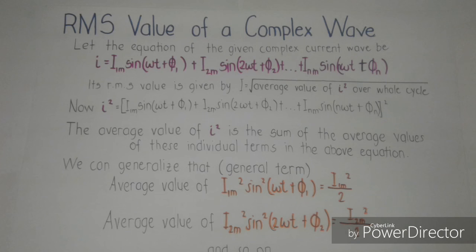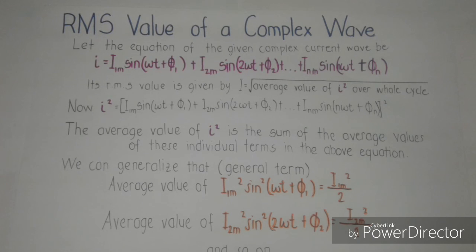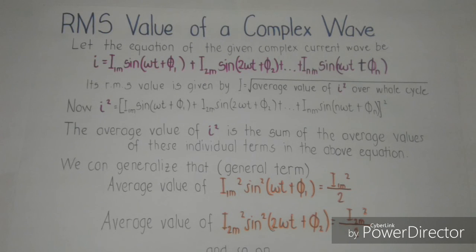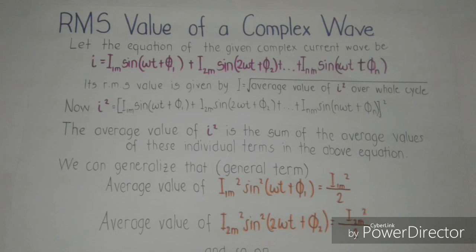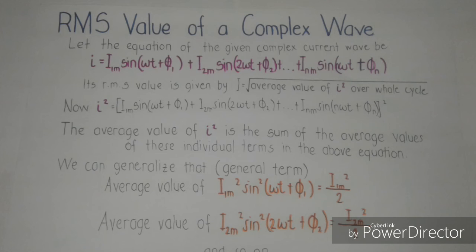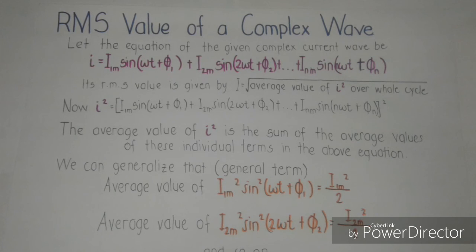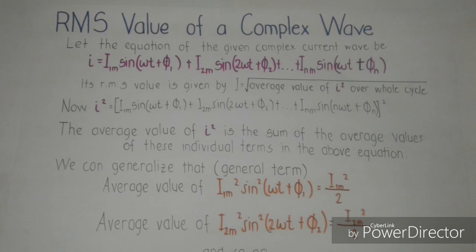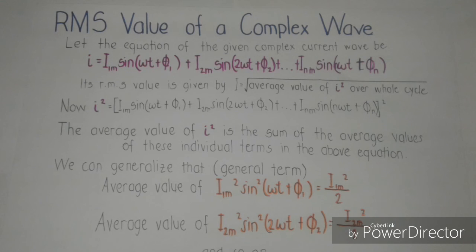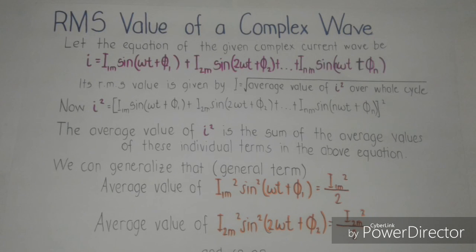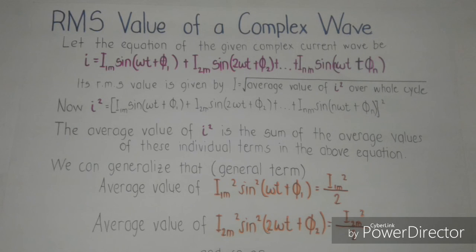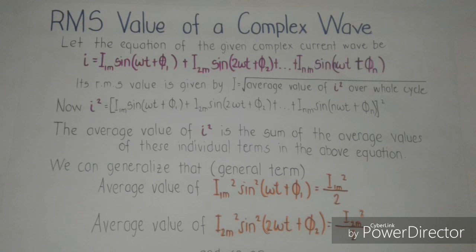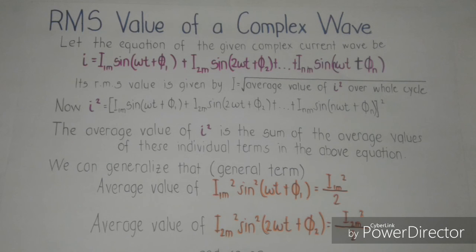Now, I squared equals the quantity of I sub 1m sine quantity omega t plus theta sub 1 plus I sub 2m sine quantity 2 omega t plus theta sub 2 and so on, squared. The right-hand side of the above equation consists of two types of terms: harmonic self-products of the general expression, and the products of different harmonics of the general form.